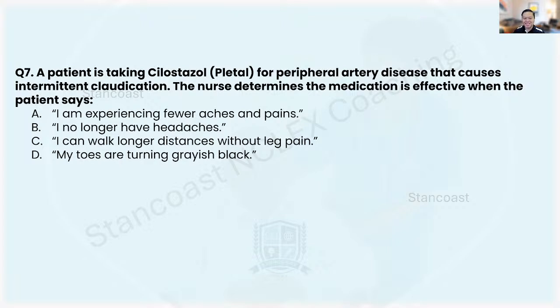A patient is taking cilostazol, or Pletal, for PAD that causes intermittent claudication. The nurse determines the medication is effective when the patient says: A, I am experiencing fewer aches and pains. B, I no longer have headaches. C, I can walk longer distances without leg pain. And D, my toes are turning grayish black. All right, so we are talking about a patient that takes cilostazol.